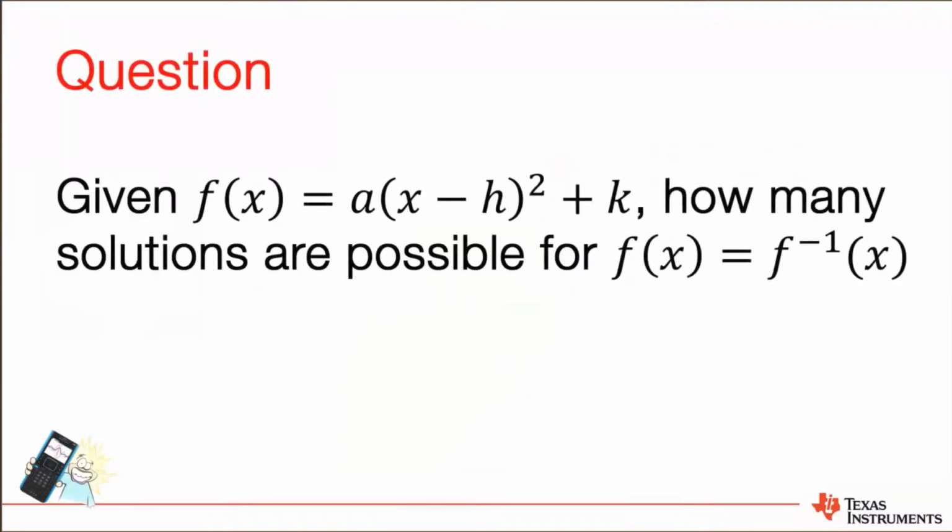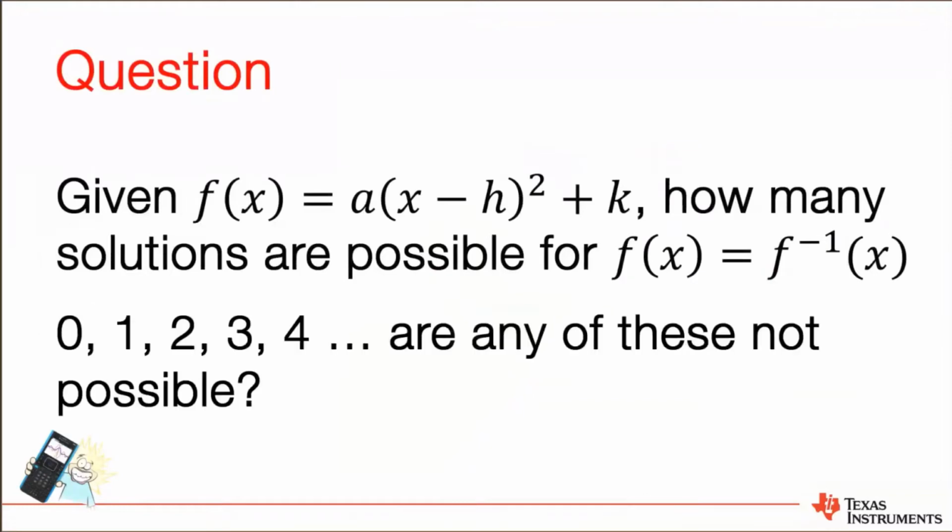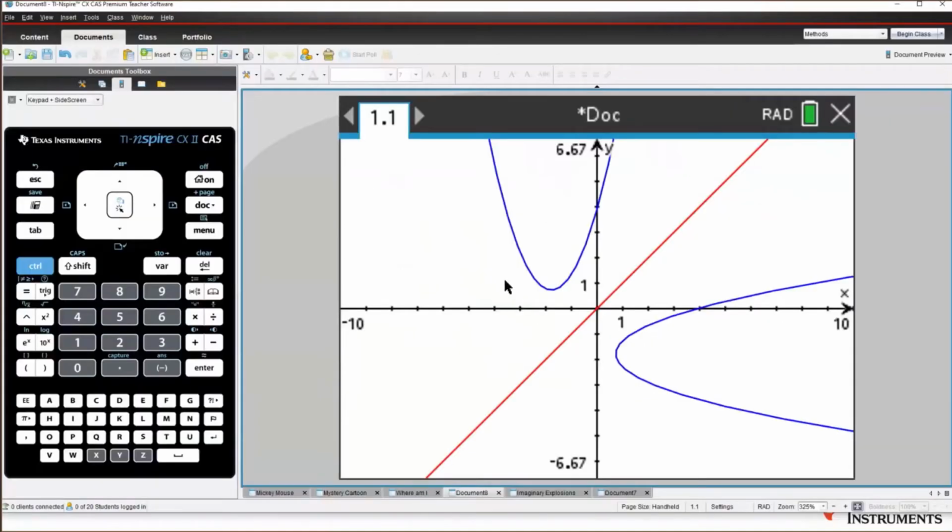If I've got a parabola, I want to know how many solutions are possible whereby the original function intersects its inverse. So I'm thinking there might be 0, 1, 2, 3, or 4 points of intersection. I'm also thinking that maybe one of those is not possible. So let's see if people can guess which one of those is not possible for the number of points of intersection between f of x and its inverse when f of x is a parabola. Well, we've kind of given the game away in the first one, haven't we? Obviously, 0 points of intersection is the case here.